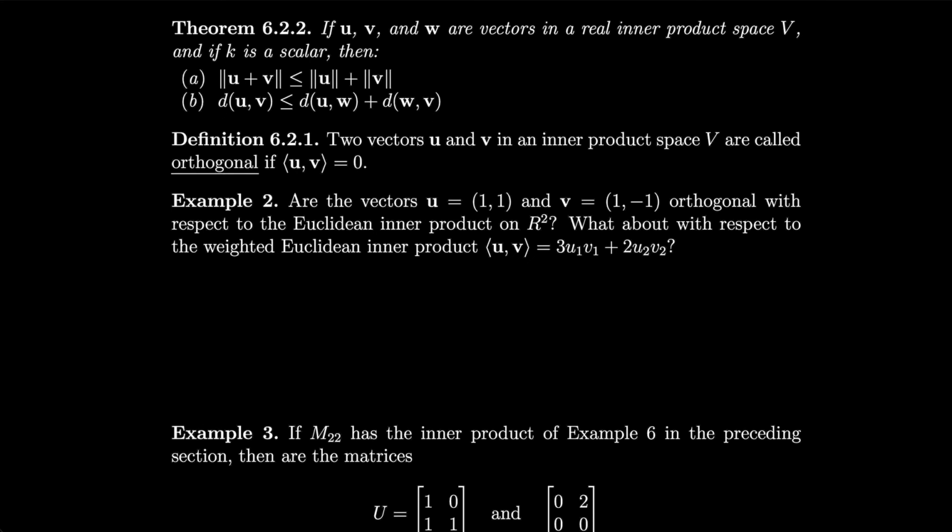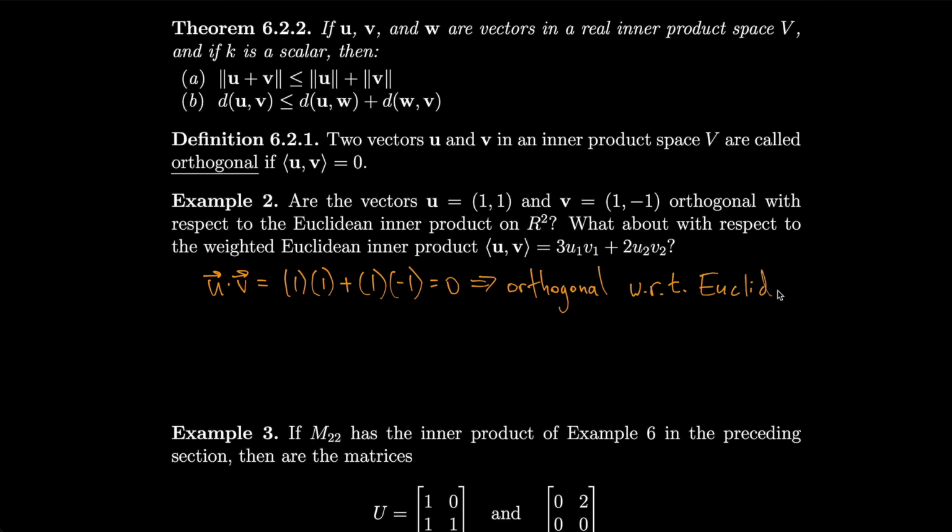So what we'll do is we'll compute the dot product, because that's the Euclidean inner product. So the dot product of u and v is 1 times 1 plus 1 times minus 1, which is 0. So that implies that these vectors are orthogonal with respect to the Euclidean inner product.